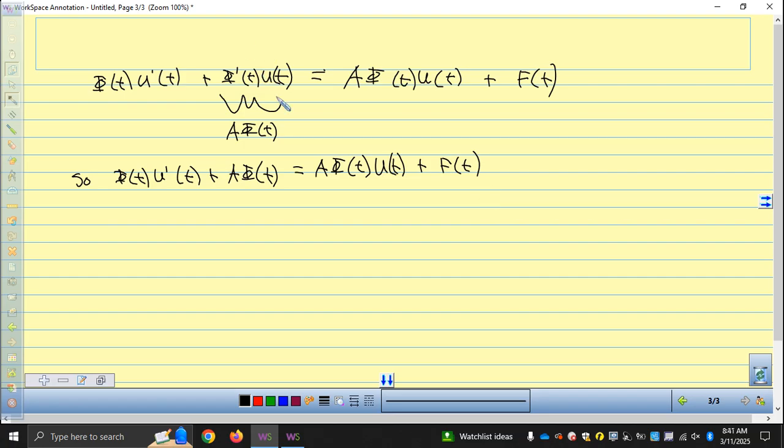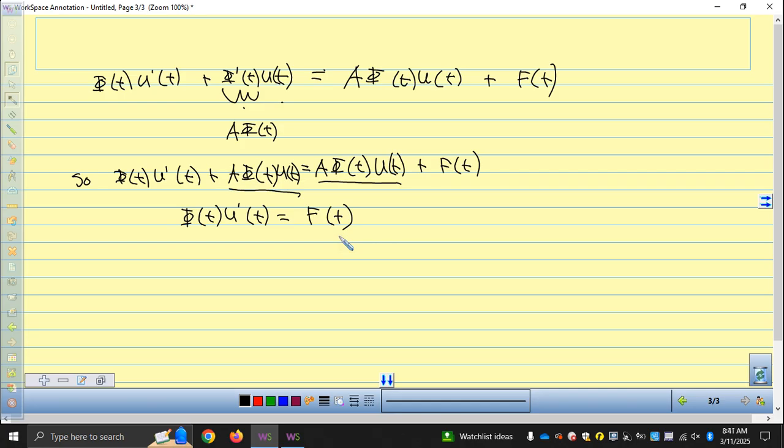Oops, I missed a, yeah, this phi prime is A phi, so I need a u of t here. I put my brackets too big. Well, we have this quantity on both sides of the equation that we can subtract. So we get phi of t, u prime of t, equals f of t.